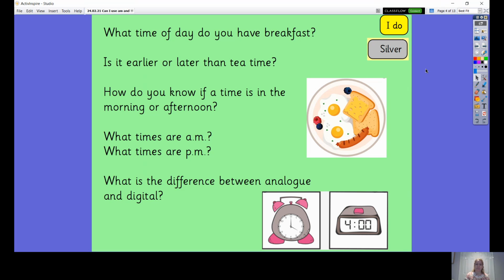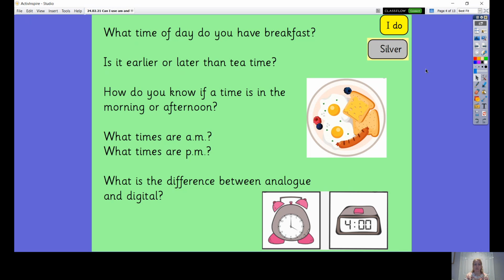Times that are AM are times from midnight, so when it's midnight, in the middle of the night, okay, all the way around 1 o'clock in the morning, 2 o'clock in the morning, all the way around to when you wake up, whenever that may be. And then all the way through, if we come into school on a normal school day, that's the morning, with literacy, maths, bit of assembly, guided reading, all of those things all in the morning, until we get to midday, to 12 o'clock, okay, at lunchtime.